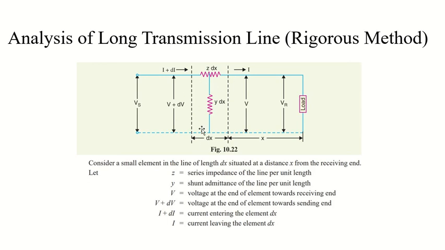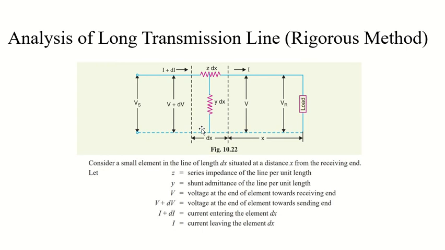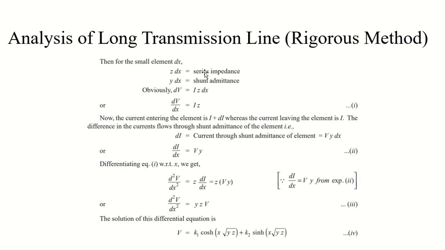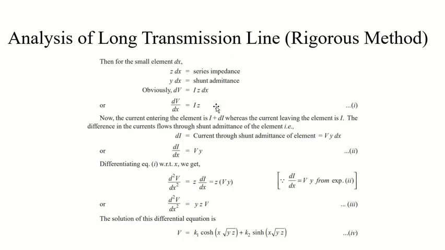So can you tell me what will be the series impedance for this small element dx? It will be z into dx, right? We want to find the impedance and there is nothing except this impedance, so it will be z into dx. In the same way, the shunt admittance will be y into dx, because except for y into dx there is no other shunt admittance present, so it will be nothing but y into dx.